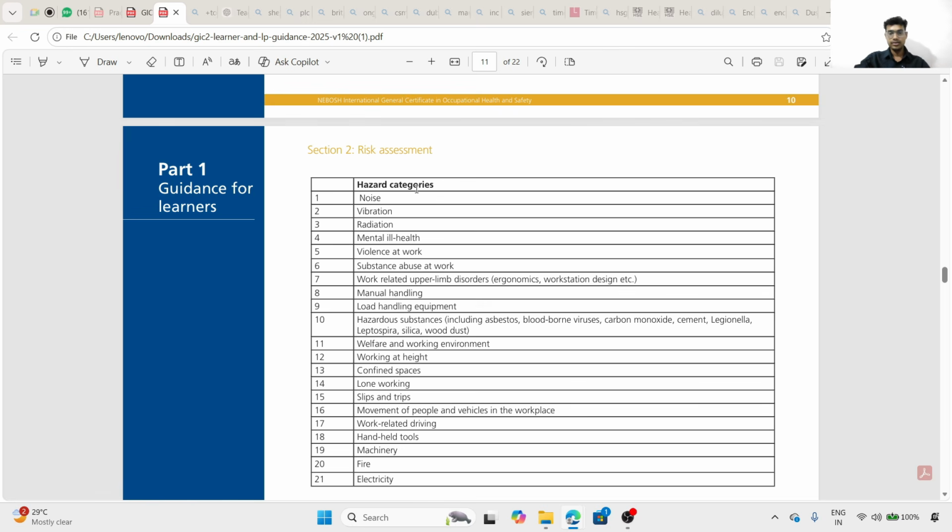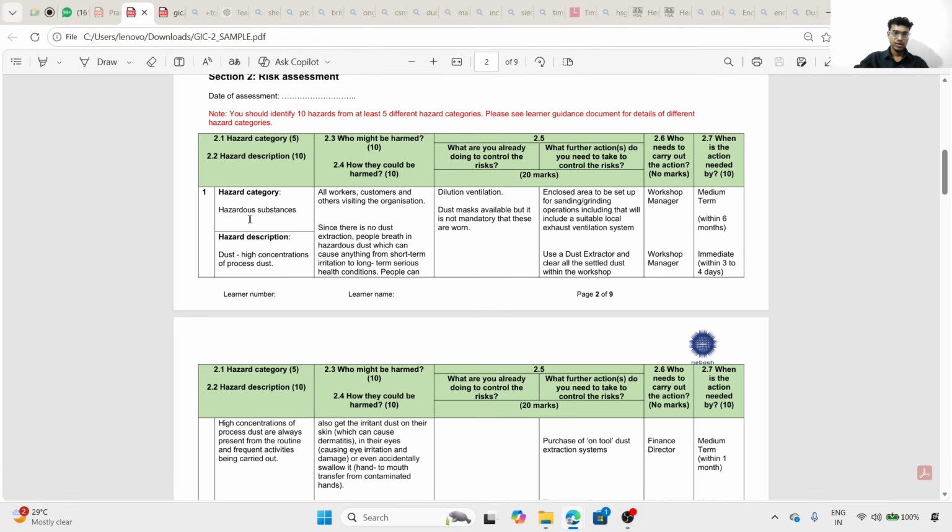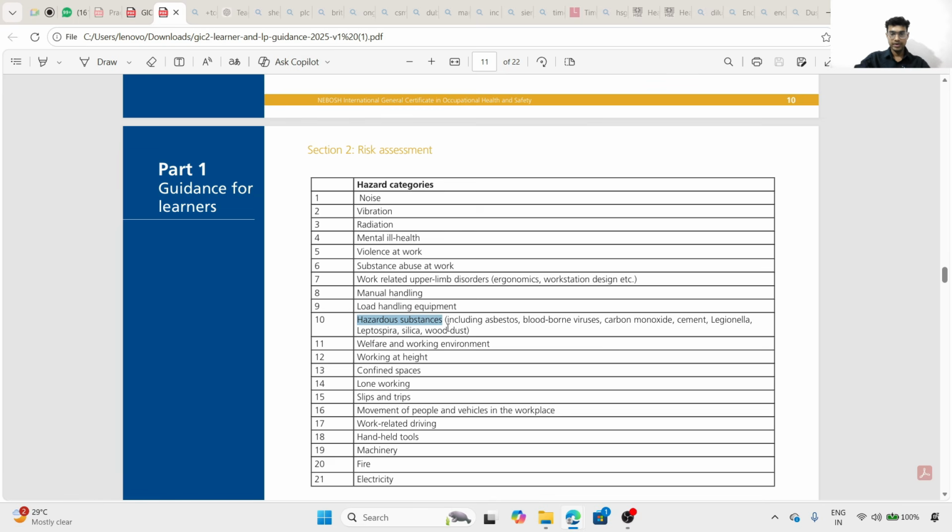From this hazard category, the first one that has been chosen is the hazardous substance, the 10th one. You can see hazardous substance here, so you should try that. Then you should describe what you have found there. In the garage, there is a lot of dust. So in the hazardous substance, you can find dust.